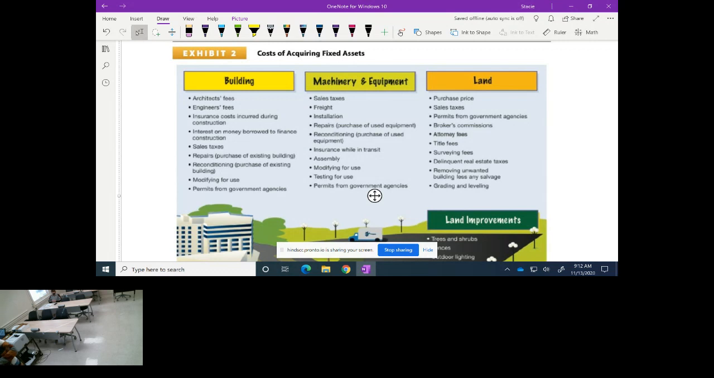For machinery and equipment, if you have to pay for freight to get it to your place of business so that you can put it into operations, and we kind of learned that with inventory, freight just goes into the cost of it. If you have to have an electrician come and set up special wiring and get this machinery up and going, that wiring and stuff is part of the cost of it. So there's a lot of things that go into the cost that are more than just the purchase price.